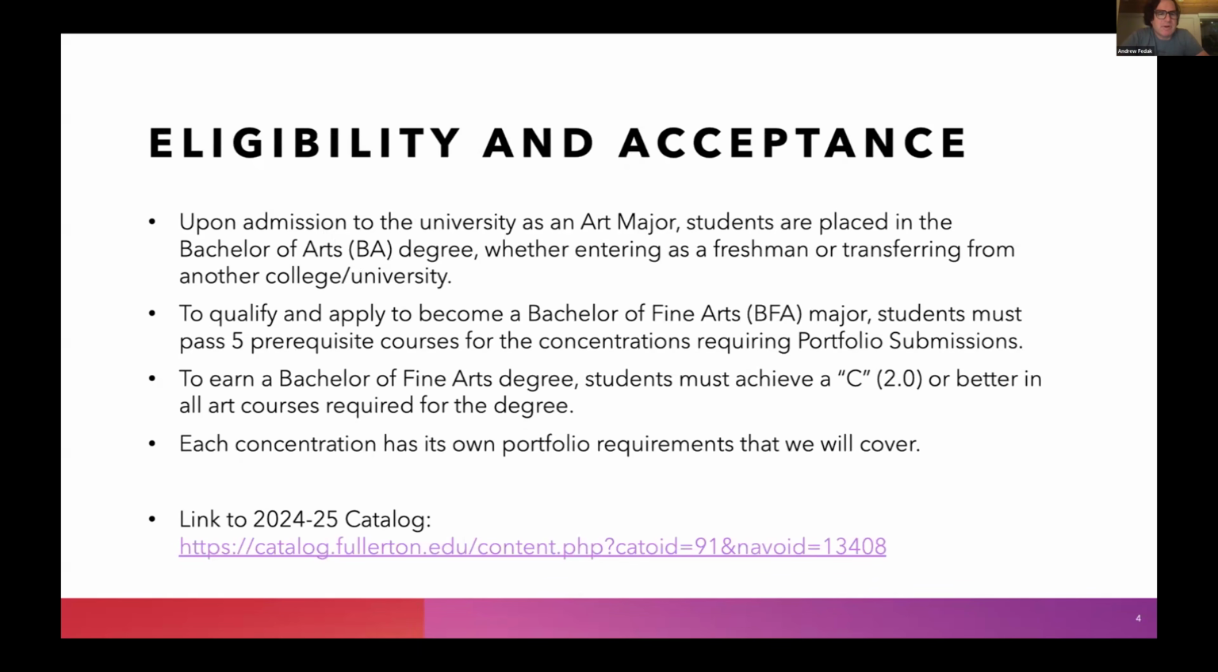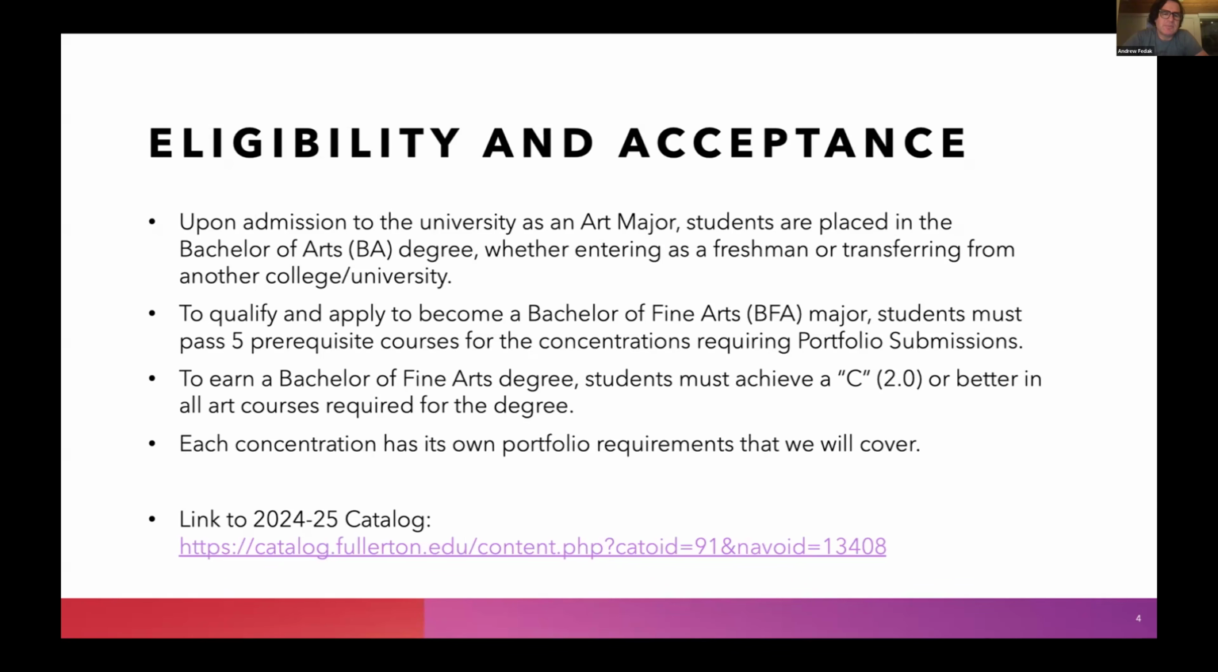Eligibility and acceptance. Upon admission to the university as an art major, students are placed in the bachelor's, the BA degree, whether entering as a freshman or transferring from another college or university. So when you join CSUF, you come in as a studio art major, and then from that, you can go into the other BFAs. So everyone comes in at the same level. To qualify and apply to the BFA, students must pass 5 prereqs. That's what we just talked about, and then do the portfolio.